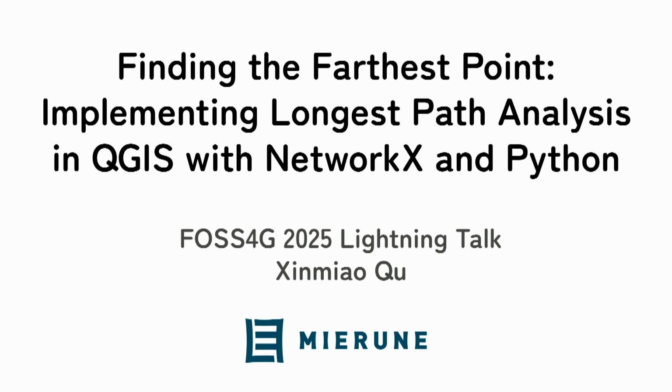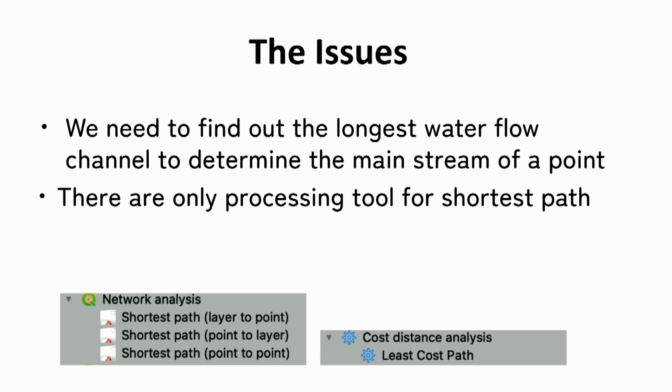Today, I'll show you a small topic about how to find the farthest reachable point in a network using QGIS, Python, and NetworkX. In my work with river network analysis, I need to identify the main stream, which is essentially the longest water flow channel from a given point. However, the QGIS built-in network analysis tools have only shortest path algorithms, and there's no native tool for finding the longest path.